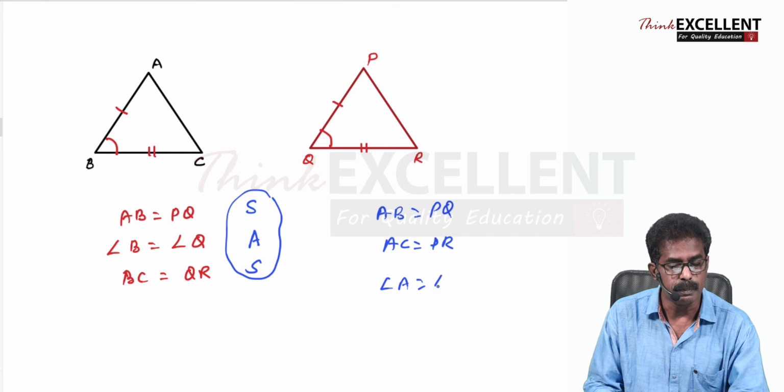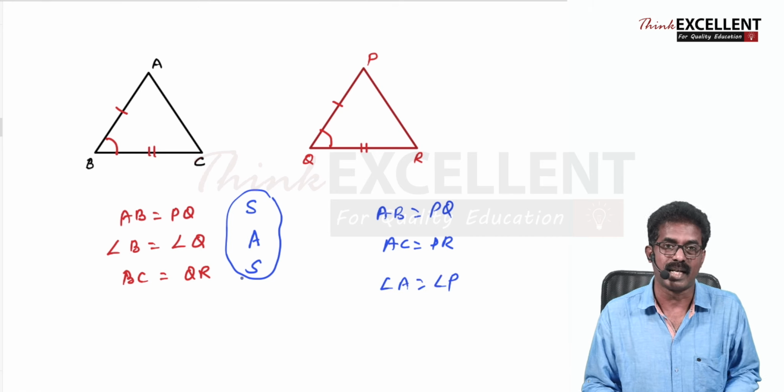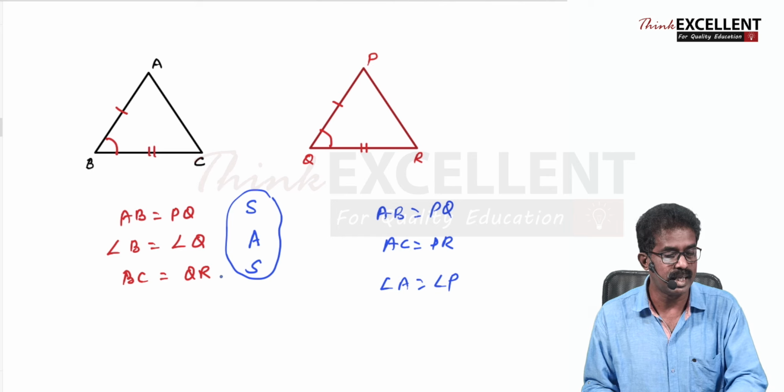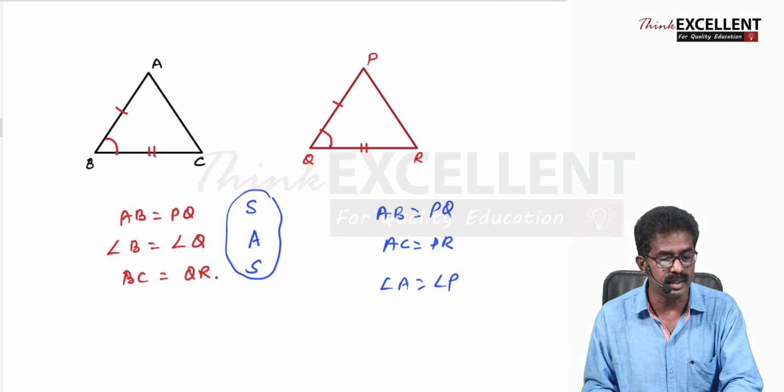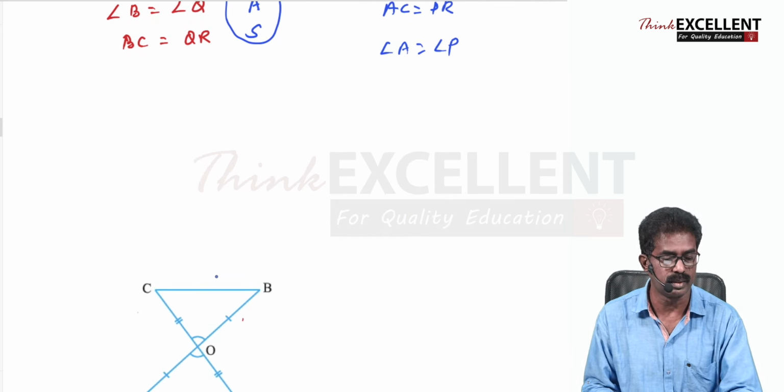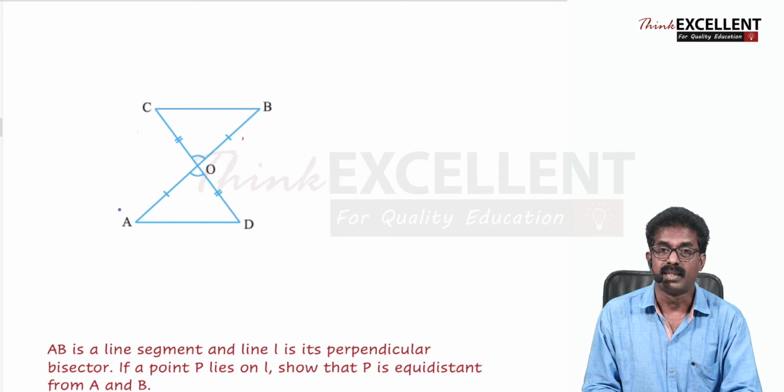Angle A equal to angle P. Then only you can use this SAS axiom. Okay, so hope you understood. SAS congruence rule. This is the criteria to prove two triangles are what? Congruent. Now look at this some example.